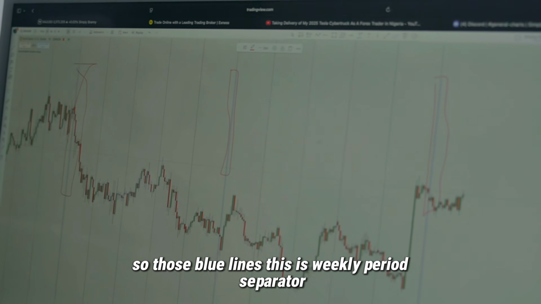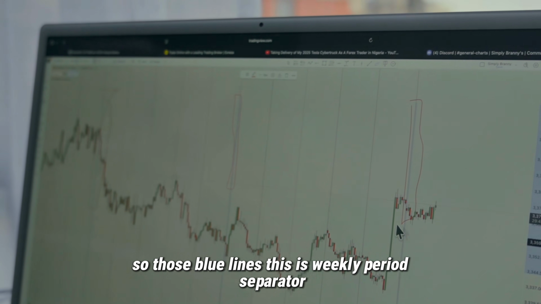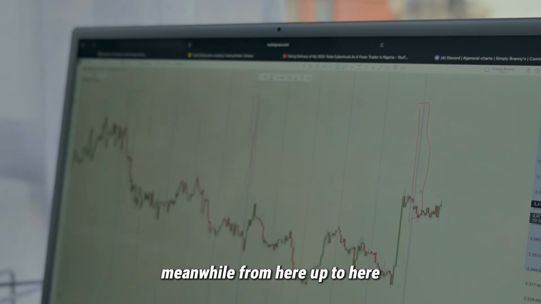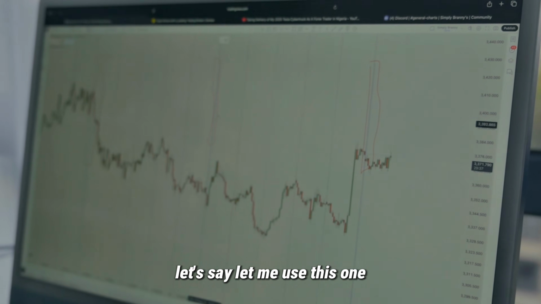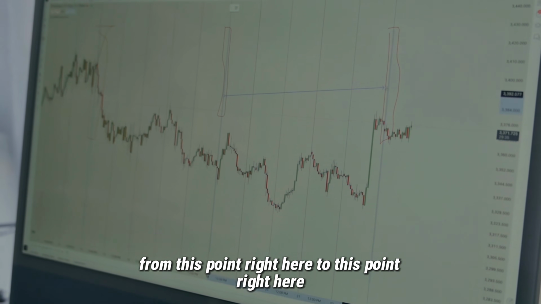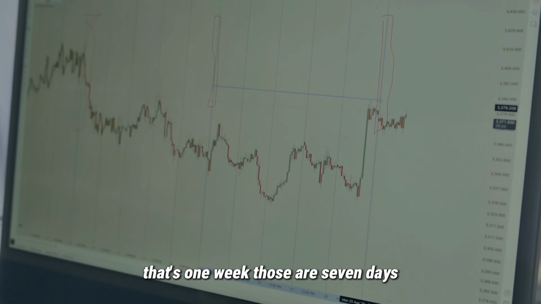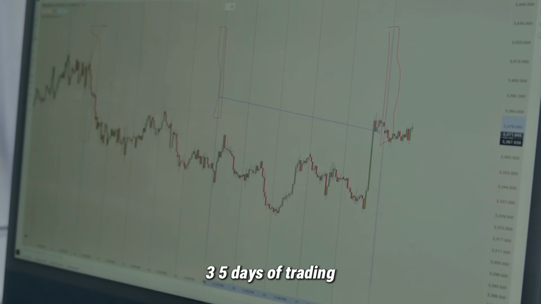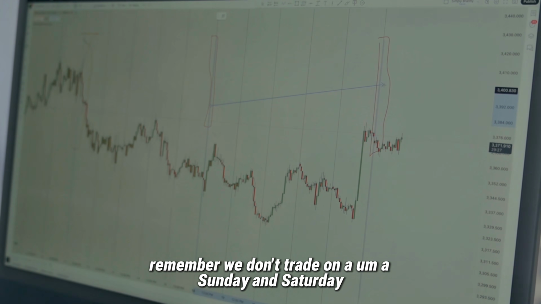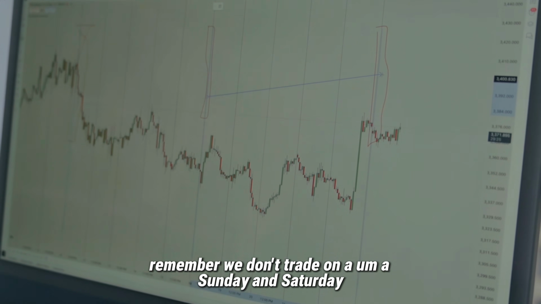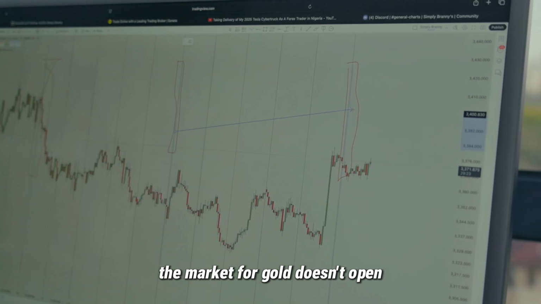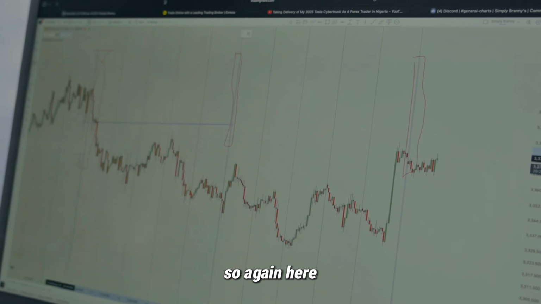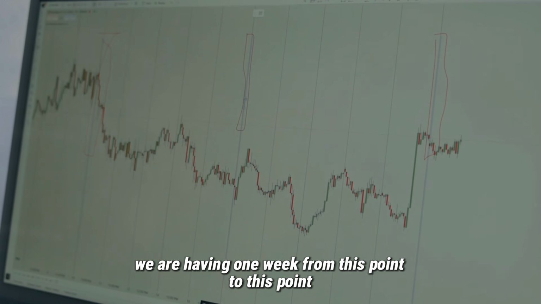Those blue lines are the weekly period separator. From this point right here to this point right here, that's 1 week. That's 5 days of trading. Remember, we don't trade on a Sunday and Saturday, because the market for gold doesn't open. So again, here we are having 1 week from this point to this point right here.